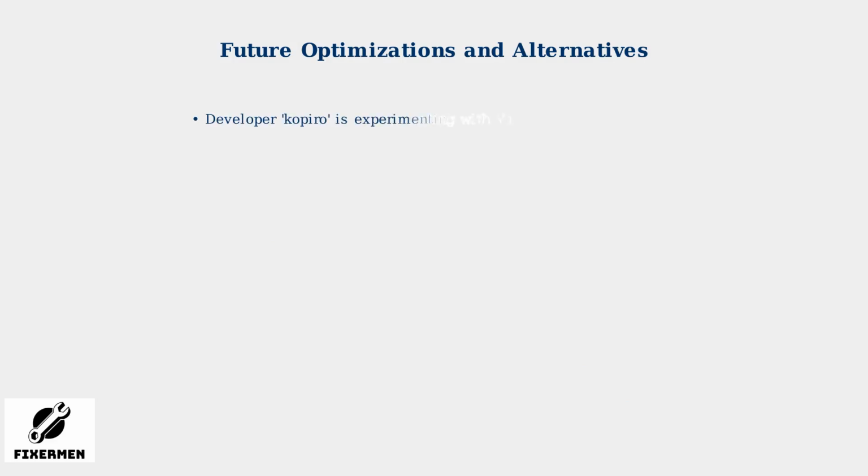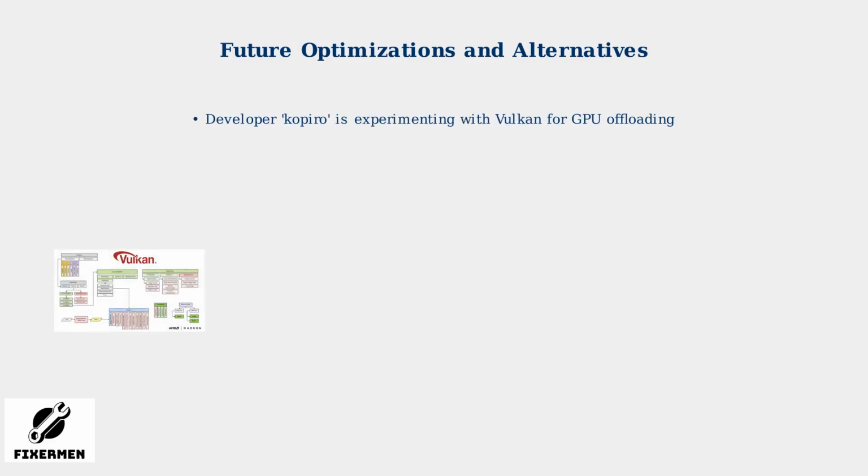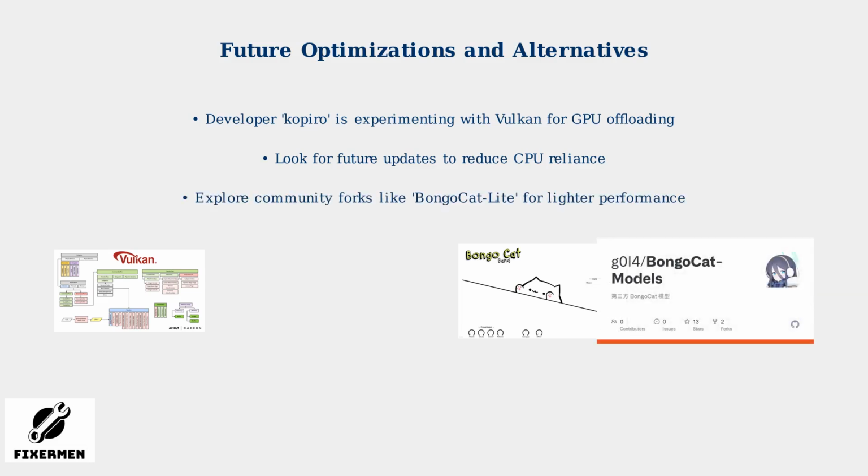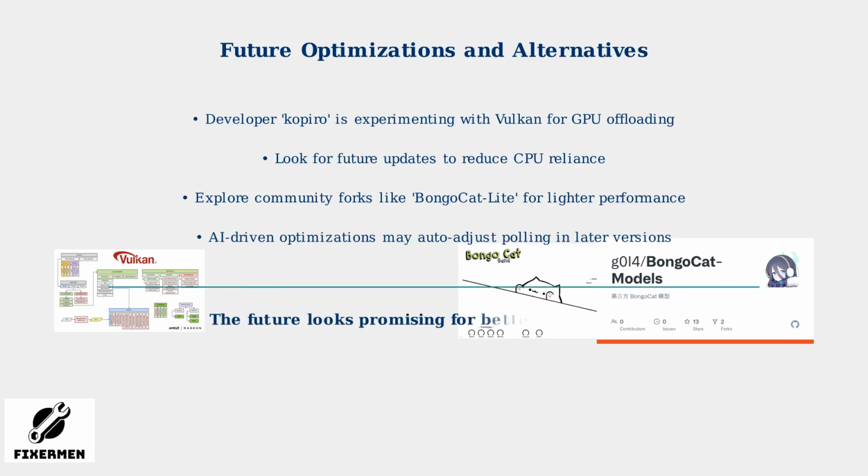Developer Copiro is actively working on further optimizations, including experimenting with Vulkan for GPU offloading, which could significantly reduce CPU reliance. Keep an eye out for future updates to Bongo Cat. Also, consider exploring community-driven forks like Bongo Cat Lite, which uses lighter execution methods. While Bongo Cat continues to improve, these alternative approaches might offer better performance on specific systems. The future looks promising with potential AI-driven optimizations to auto-adjust polling based on system load in later versions.